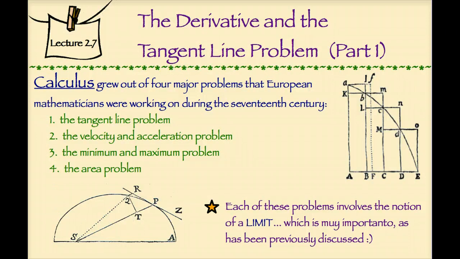Calculus grew out of 4 major problems that European mathematicians were working on during the 17th century. The tangent line problem, which we have previously mentioned, and we will be discussing it in more detail today. The velocity and acceleration problem, the minimum and maximum problem, and the area problem. We've also briefly discussed the area problem as well. Each of these problems involves the notion of a limit, which is muy importante, as has been previously discussed.